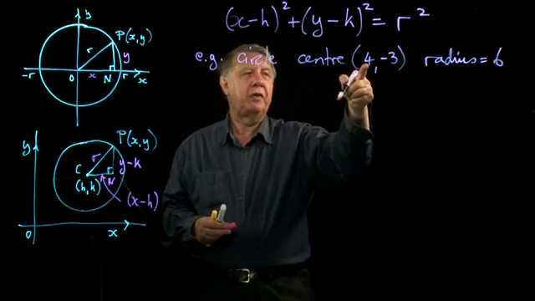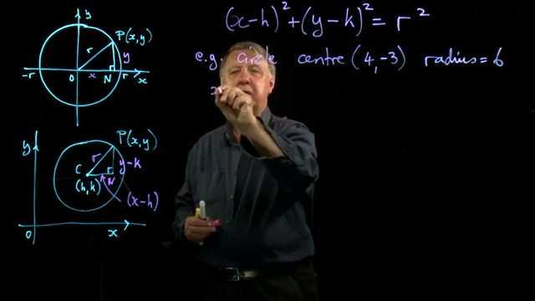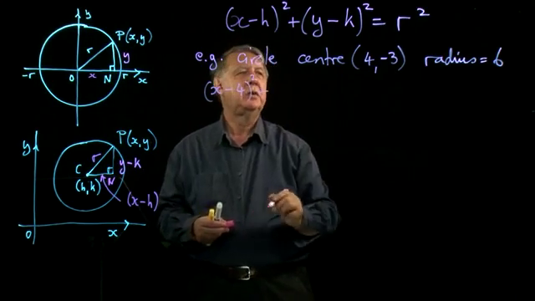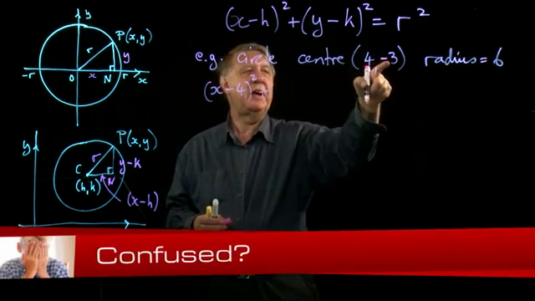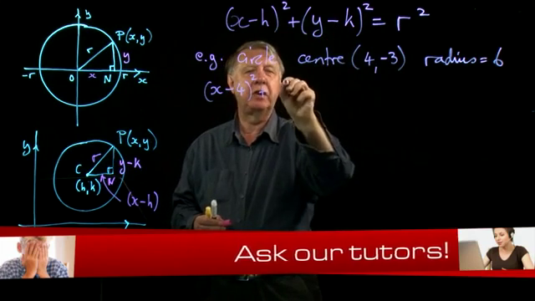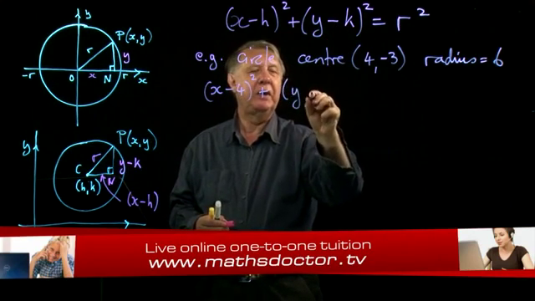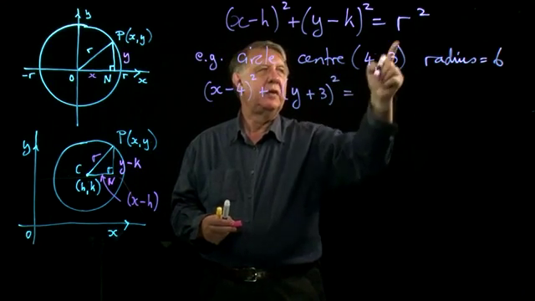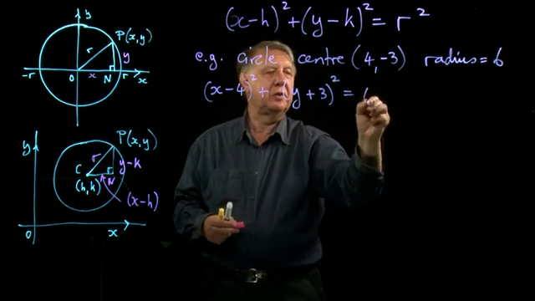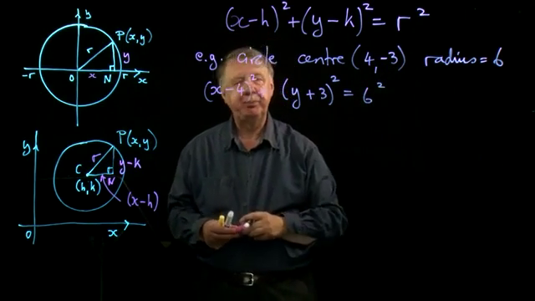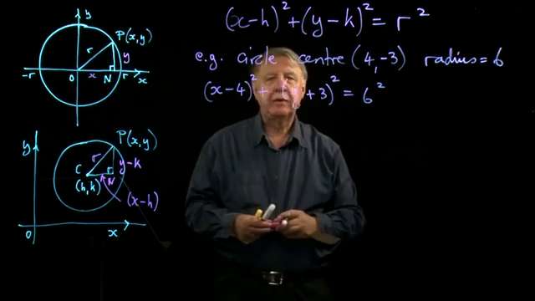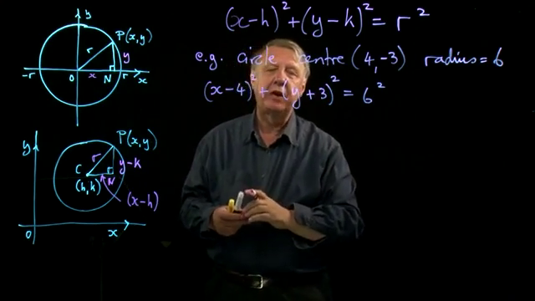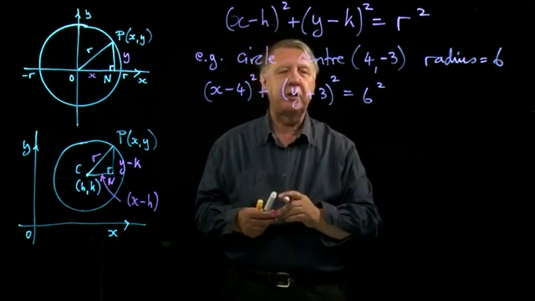So h then is 4, so it's x take away 4 squared, add k, which is -3, be careful with your sign, so y take away -3 is y plus 3 squared. The radius is 6 squared. And that is, in fact, the equation, but usually they'll say simplify it or expand it out in some way.